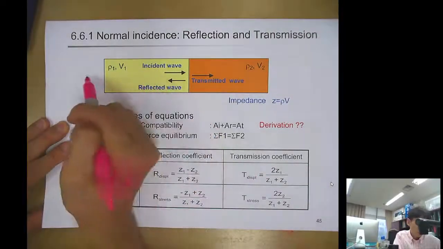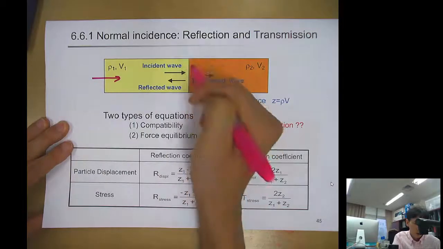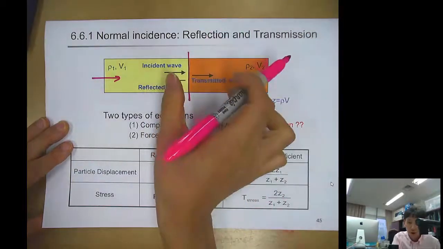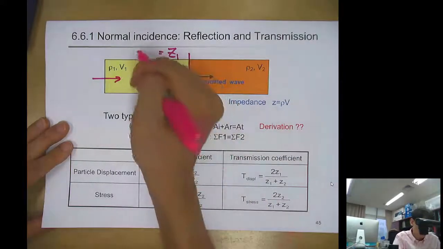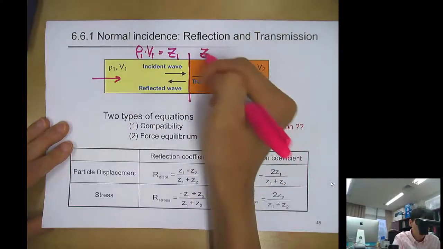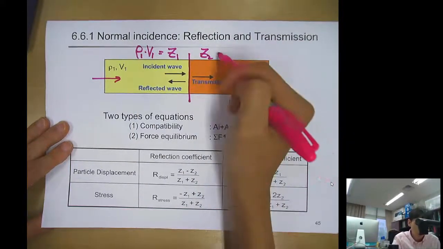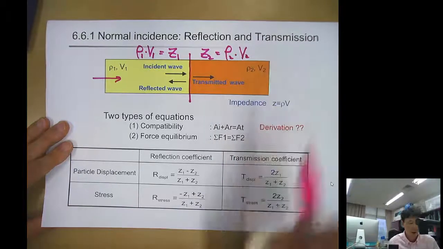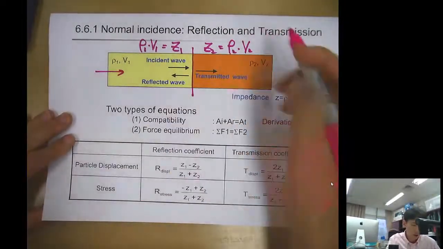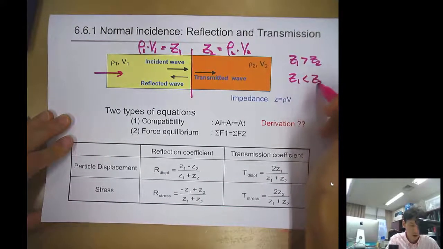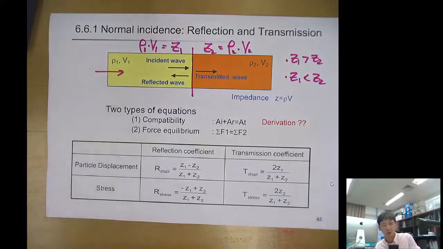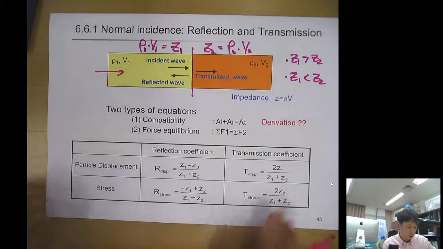So this is the case. If a wave comes here and there's some discontinuity and the material changes, here the mechanical impedance is Z1, which is rho 1 times V1, and this is the mechanical impedance Z2, this is medium 2, rho 2 times V2. Then, depending on if Z1 is larger than Z2 or the other way, propagation is different, and transmission and reflection behaviors are different.